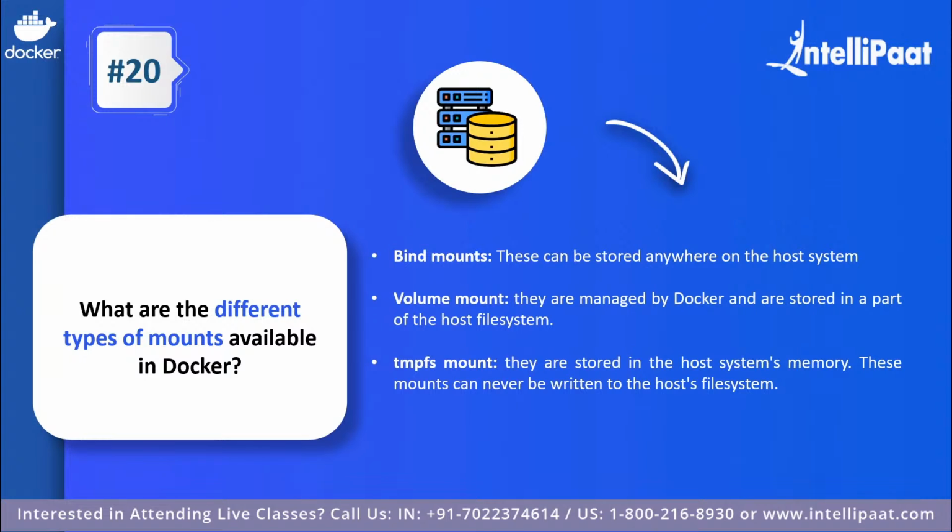And we have arrived at the final question, which is what are the different types of mounts available in Docker? There are three different mounts: bind mounts, volume mount, and tmpfs mount. First, bind mounts. These can be stored anywhere on the host system. There is no problem, you can store it anywhere on the host server or the personal computer. Second is volume mount. These are managed by Docker itself and are stored in a part of the host file system. This part is mentioned by Docker itself, and it is only stored in one single part of the host's file system. Bind mounts can be stored anywhere. You can mount it from anywhere. Volume mount can be mounted only from a particular location.